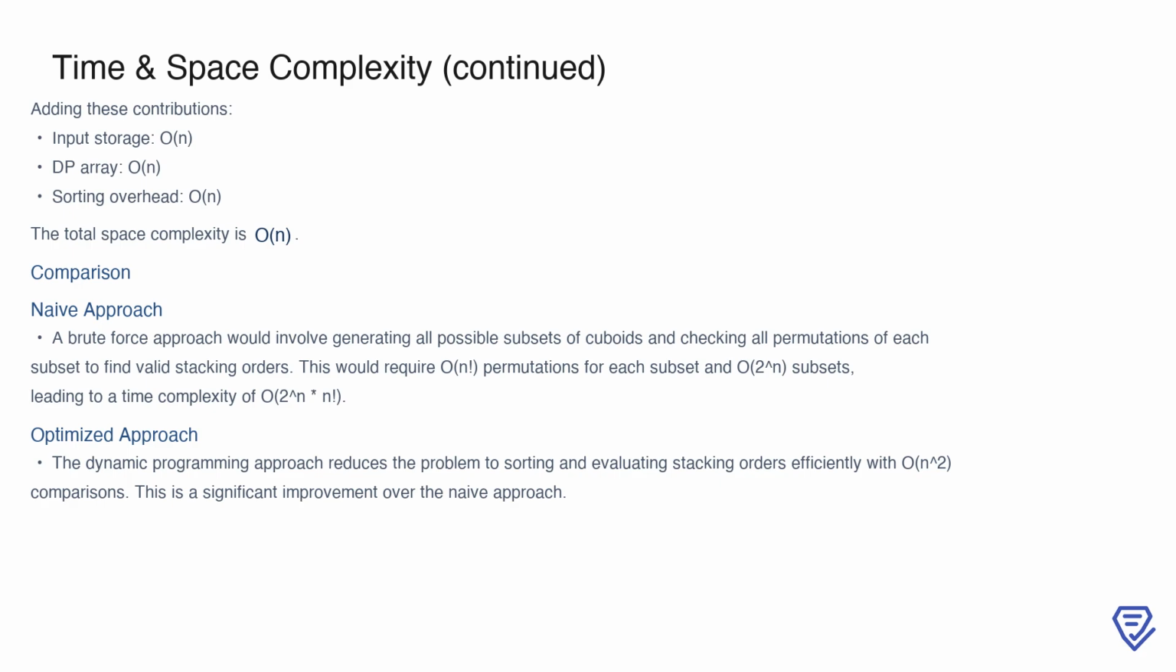To better understand the efficiency of this approach, let's compare it with a naive solution. A brute force method would involve generating all possible subsets of cuboids, followed by testing all permutations within each subset to find valid stacking orders. This approach has a time complexity of O(2^n * n), which grows exponentially and becomes infeasible for larger values of n. In contrast, our optimized solution uses dynamic programming to reduce the problem to sorting and efficient pairwise comparisons, achieving a time complexity of O(n²). This is a substantial improvement, making the solution practical for much larger inputs.